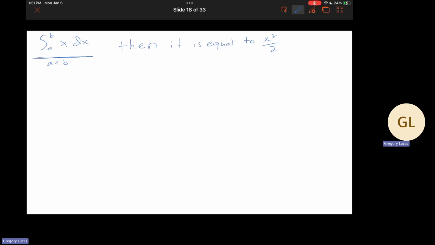But instead of saying plus c, I'm going to draw this line. This line is how I evaluate. I'm evaluating now from my limits a to b. And this is equal to b squared over 2 minus a squared over 2. So we plug b into our function first, and we subtract from it the result of plugging a into the function. And this is how we find what we call a definite integral.